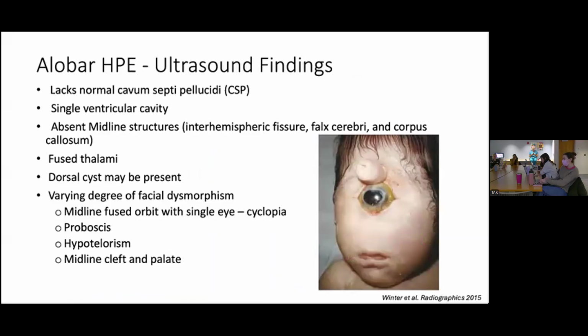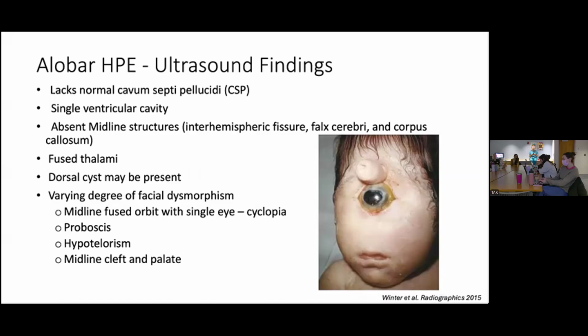So now we'll discuss the ultrasound findings of each. In alobar HPE, which is again the most severe, the findings are as follows. There is an absent or at least abnormal CSP, a single ventricular cavity with absent midline structure. These include the interhemispheric fissure, the falx cerebri, and the corpus callosum. The thalami appear fused, and a dorsal cyst is commonly present.